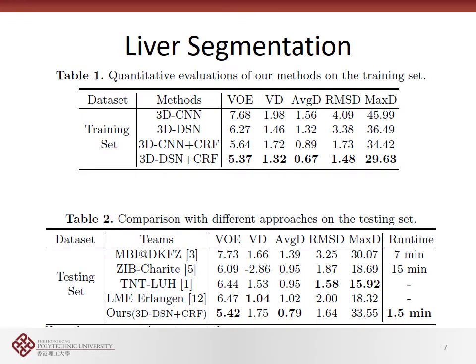So these two tables list some quantitative results based on different evaluation measures. You can see that our method achieves relatively good results compared with state-of-the-art results. And particularly, we achieve these results with a much faster speed compared with traditional methods. These figures also demonstrate the advantages of our model compared with traditional models.